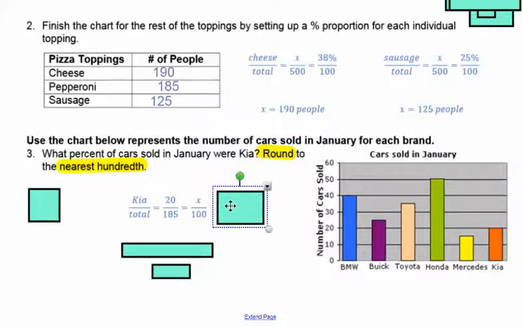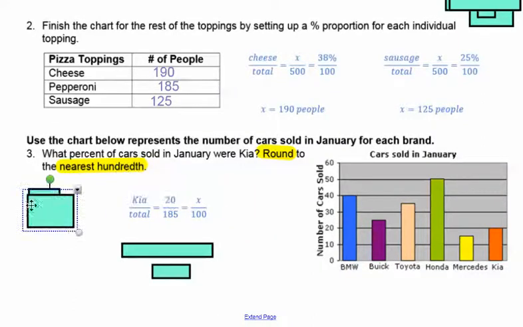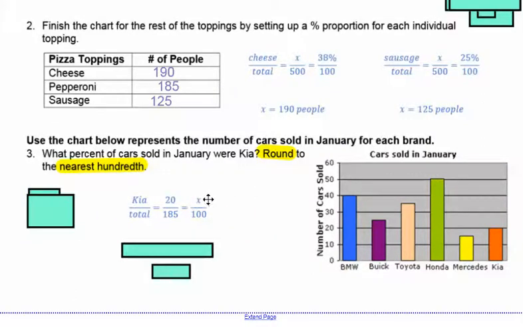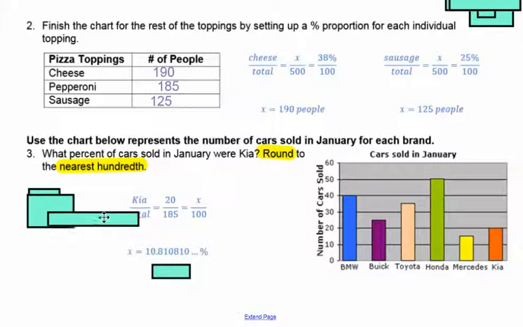And now we are looking for the percent out of 100. So this time our variable X is on the percent side because we are looking for the percent. What percent? Go ahead and start solving. Hit pause. Go ahead and solve. All right, we should have gotten in our calculators 10.810810 and so on for our percent.